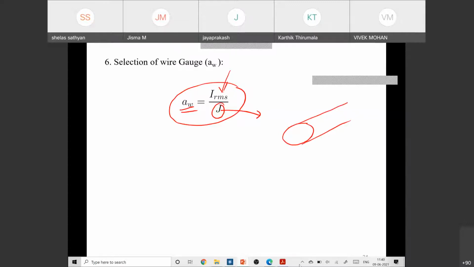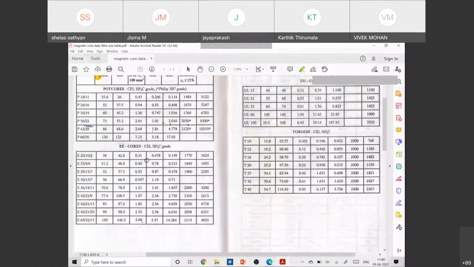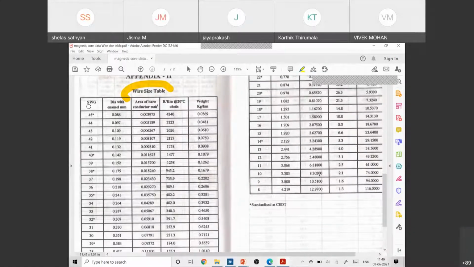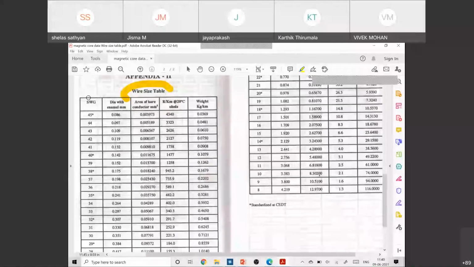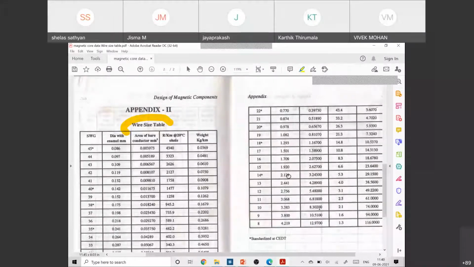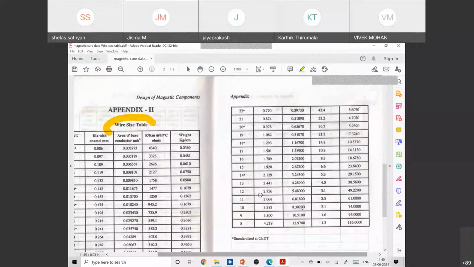Once you know this area of the conductor, you can find the corresponding conductor from the wire table. So we have a wire table. You can see the wire table. The conductor size will be given in SWG, the standard wire gauge, and the diameter of the conductor, area of the conductor, etc. will be given. So you can select the required standard wire size from the wire table and wind your inductor.